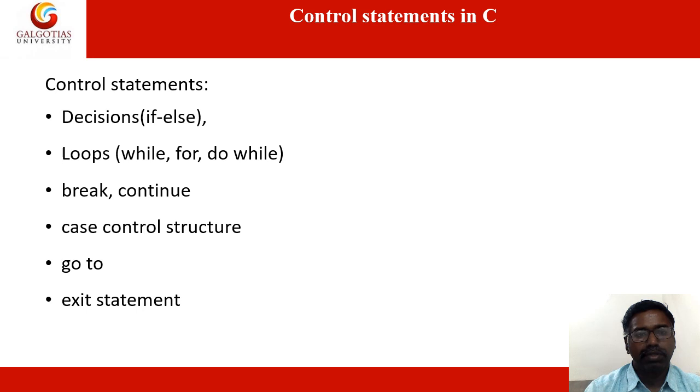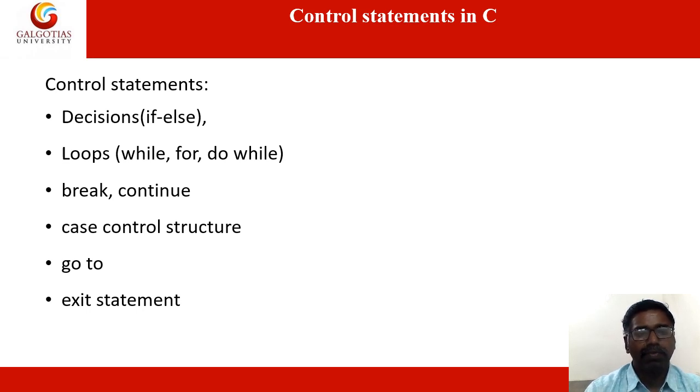The control statements in C are classified into decision statements, looping statements, break and continue, case control structure, goto, and exit statement. Each type of statement is specifically for a different set of operations, so they are divided separately. In decision statements, we take some decision, and according to that we take the branching of the execution. For that, we have if or if else.